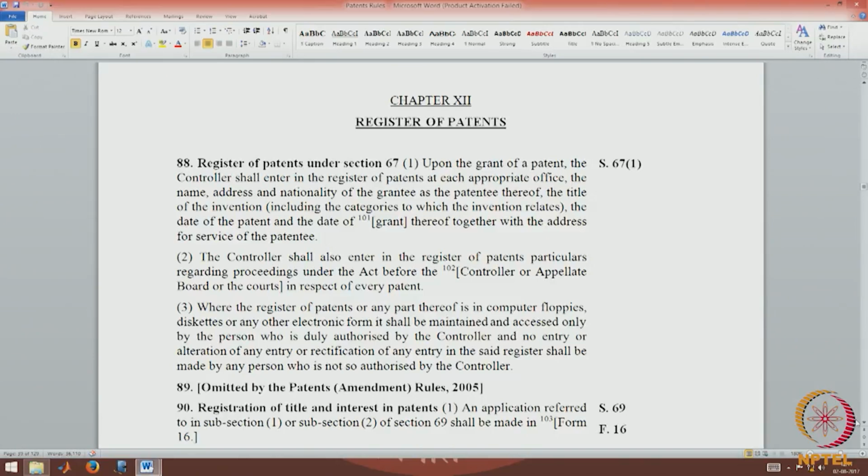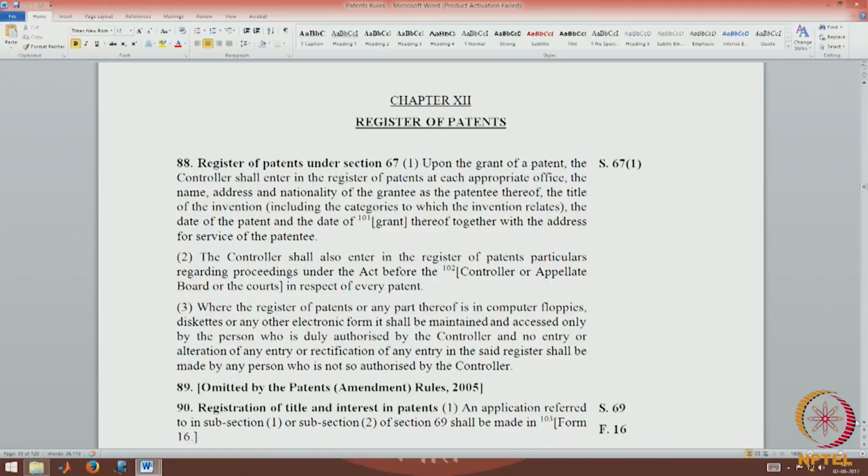So, if you ask for a certified copy of an entry in the register pertaining to a particular patent, these are the things that you are going to get: the name, address, nationality, date of patent, date of grant, and the address for service. Address for service in most cases would be the address of the patent agent who is on record.